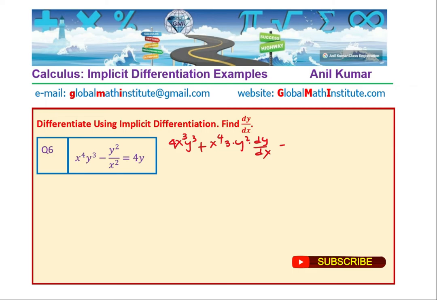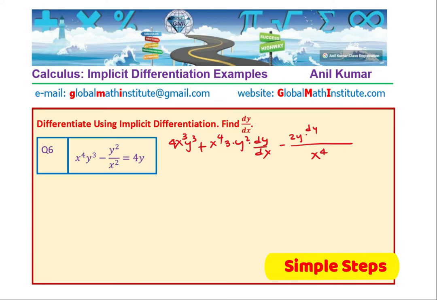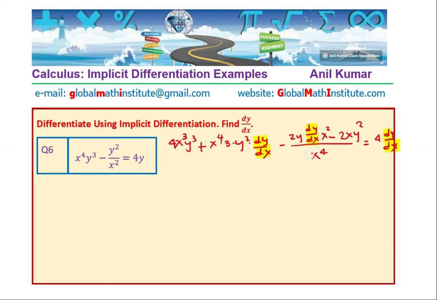Minus, apply the quotient rule. So x to the power of 4 comes in the denominator. The derivative of y squared is 2y dy/dx times x squared, minus y squared times the derivative of x squared, which is 2x. Let me write here 2x times y squared, equals the derivative of 4y, which is 4 dy/dx, correct? So you see that we have 3 terms here which have dy/dx. We need to club them together. Also, we have a denominator, x to the power of 4.